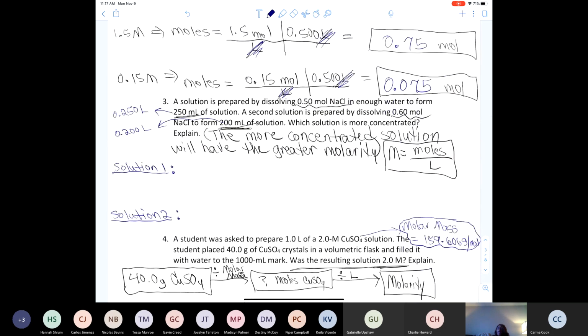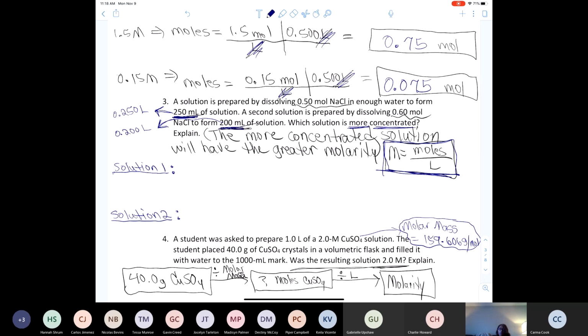Question 3, again, is a molarity-based question. And so two solutions are prepared. The first solution is prepared by dissolving 0.5 moles of sodium chloride in enough water to form 250 milliliters of solution. 250 milliliters is 0.250 liters. And then another solution was prepared by dissolving 0.60 moles of the salt to form 200 milliliters, which is 0.200 liters of solution. Which solution is more concentrated?